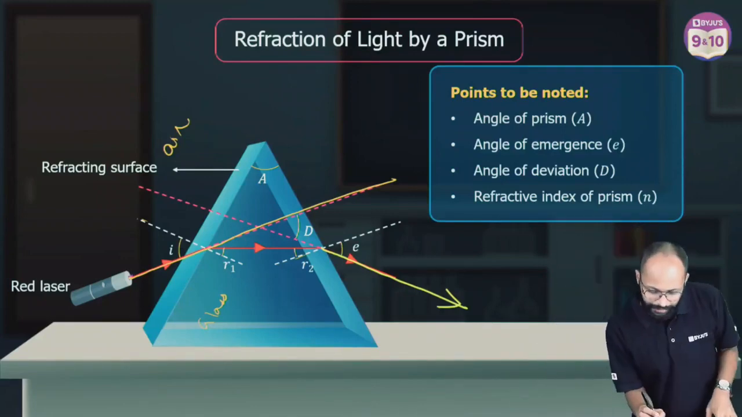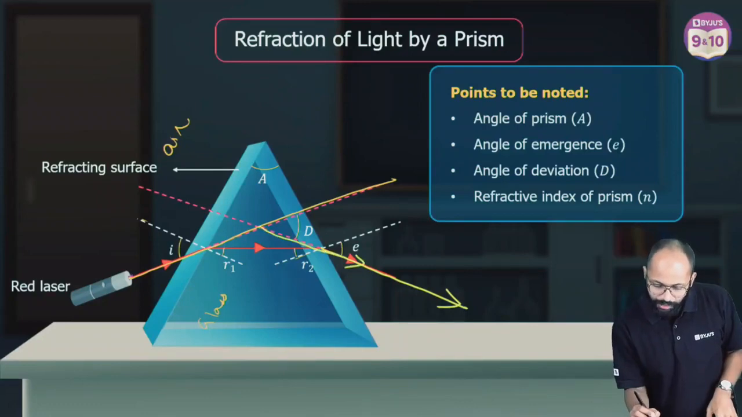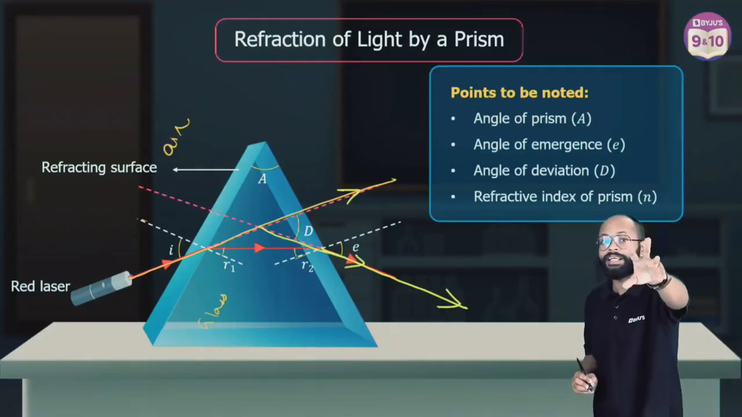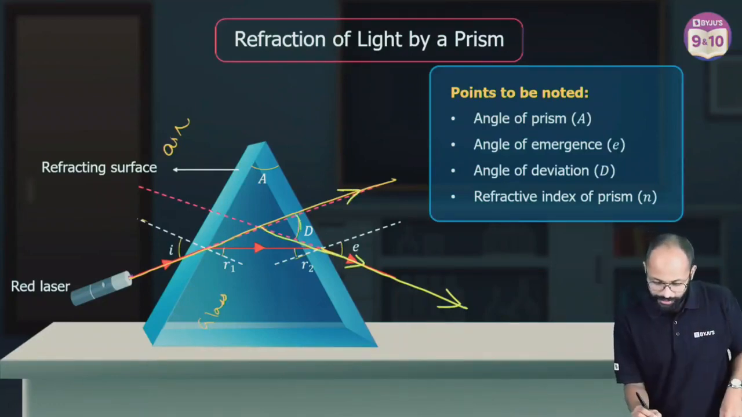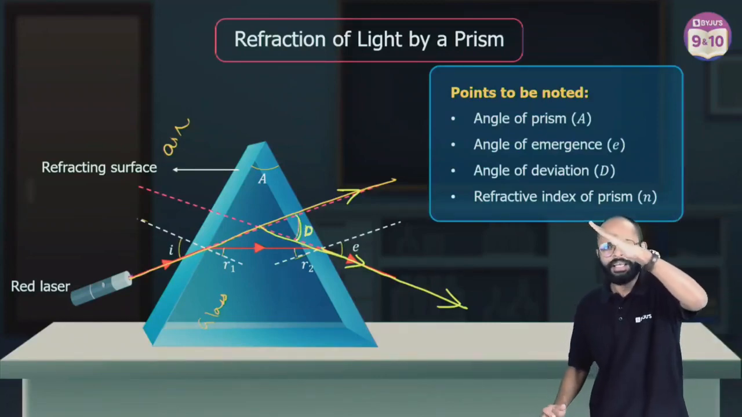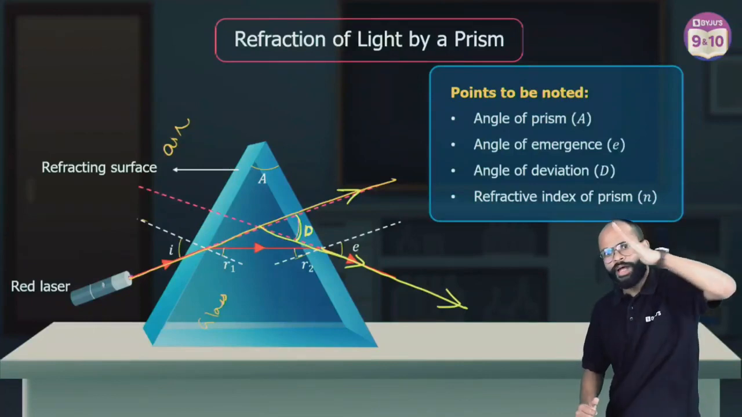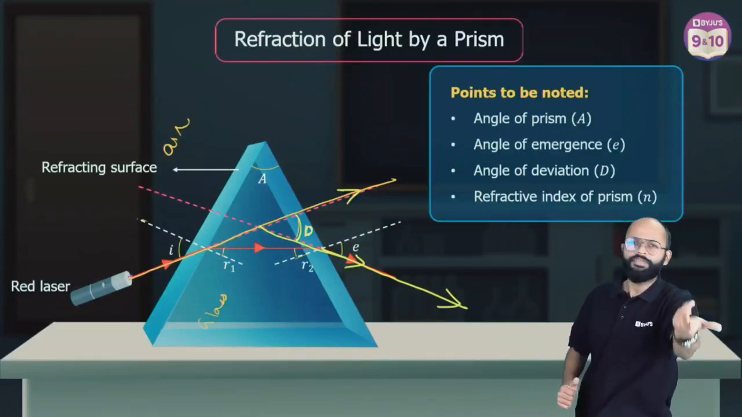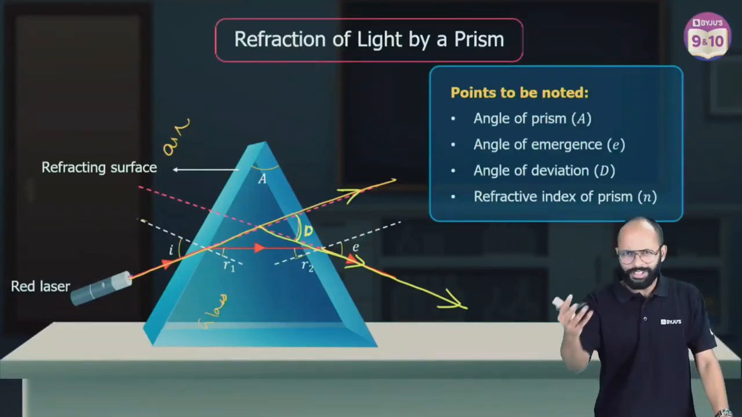So this angle, the angle between the incident light and the emergent ray, is the angle of deviation. Why? Without a prism, the light goes straight like this, but finally it is going like this, so this angle is the angle of deviation. Very simple.